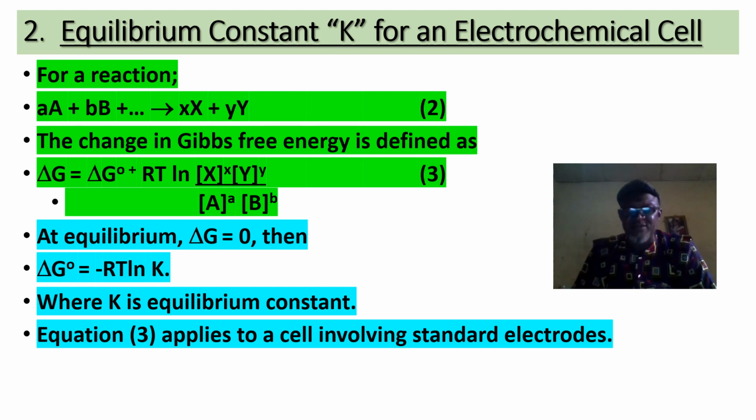Number 2, we have looked at delta G naught. Number 2 is the equilibrium constant K. Now if you have this reaction, that's equation 2, the change in Gibbs energy will be this. Remember we made this equation before. This entire expression in x, y, a, b gives us the equilibrium constant. Therefore at equilibrium, delta G, which is this, will be equal to 0. So when this moves over to the left side of the equation, we will have delta G naught equal to minus RT ln K. And this equation is very, very important.